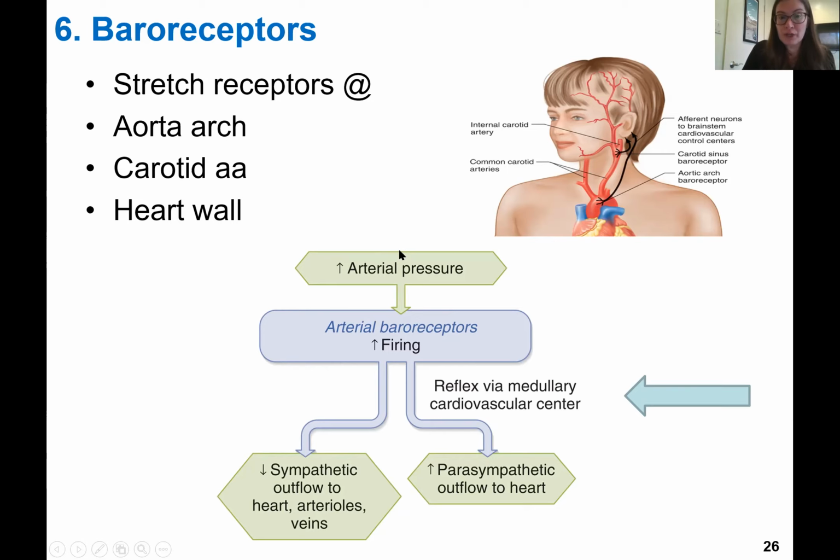So when arterial pressure goes up, the arterial baroreceptors are going to increase their firing, and then you're going to stimulate a reflex. So more firing leads to more parasympathetic outflow to the heart. So more action potentials in parasympathetic neurons, releasing acetylcholine on muscarinic receptors, opening potassium channels, increasing that hyperpolarization, increasing the time it takes to get to threshold in between beats, and lowering heart rate.